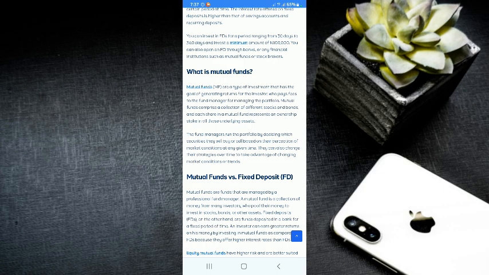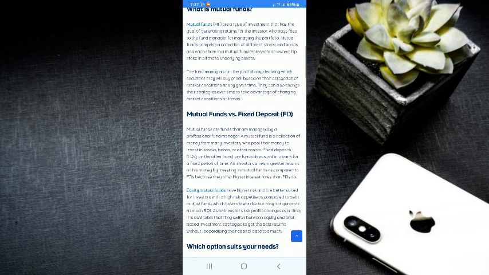Now, what are mutual funds? Mutual funds (MF) are a type of investment that has the goal of generating returns for the investor, who pays fees to the fund manager for managing the portfolio. A mutual fund comprises a collection of different stocks and bonds, and each share in a mutual fund represents ownership in all those underlying assets. The fund manager runs the portfolio by deciding which securities to buy or sell based on their perception of market conditions at any given time. They can also change strategies over time to take advantage of changing market conditions or trends.